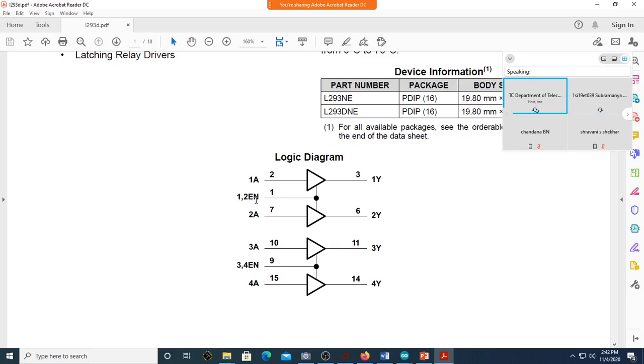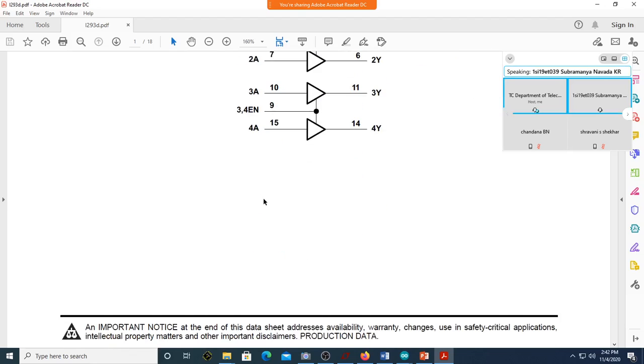It's an active high enable, meaning if you want to enable these 2 buffers, you have to make this 1, that is VCC. Otherwise, even though you give something over here, nothing will come here. It will be in high impedance mode. Meaning, if you give 1 here, it will not be 1 as long as this is 0. When I say 0, I mean 0 volt.